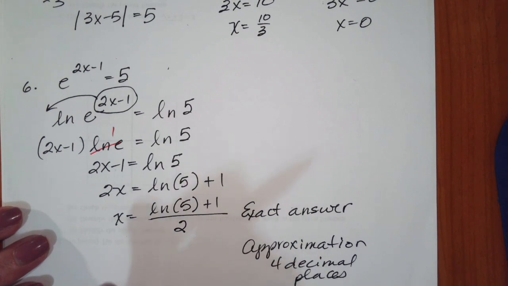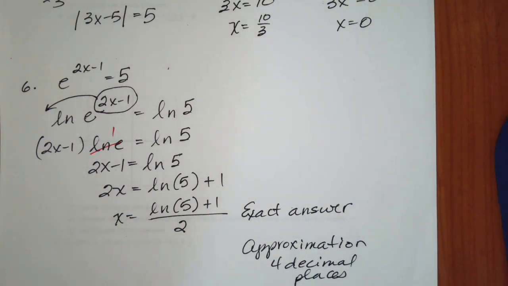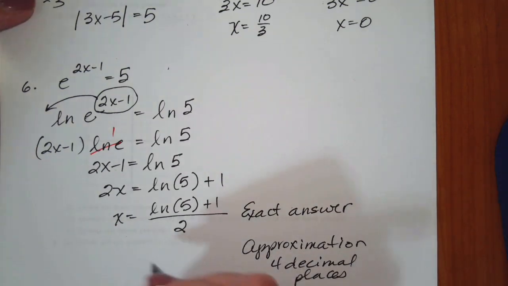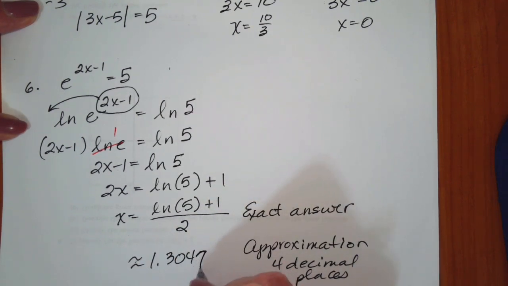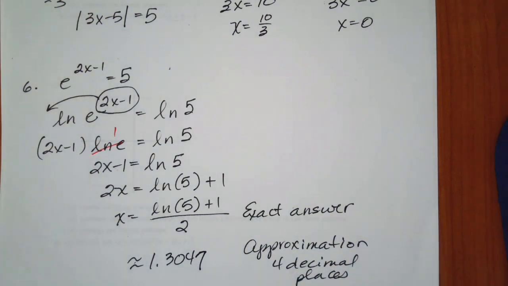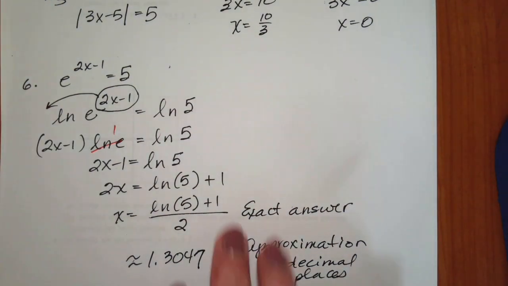Okay. All right, so if I put this in my calculator, I have the natural log of 5 plus 1 divided by 2 and I get 1.3047. All right, so we're done with solving equations now. Yay.